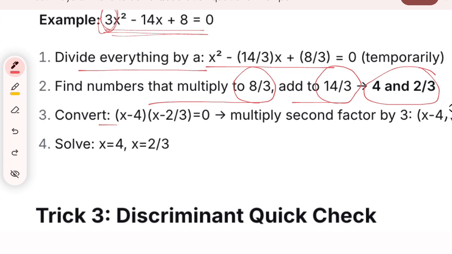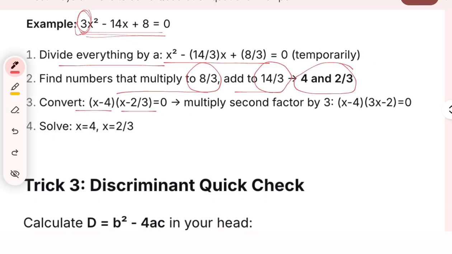So we have x minus 4 and x minus 2/3. We equate each one to 0. But before we do that, we need to multiply again the second factor by 3. Right? So this is what we call slide. So multiply it by 3.